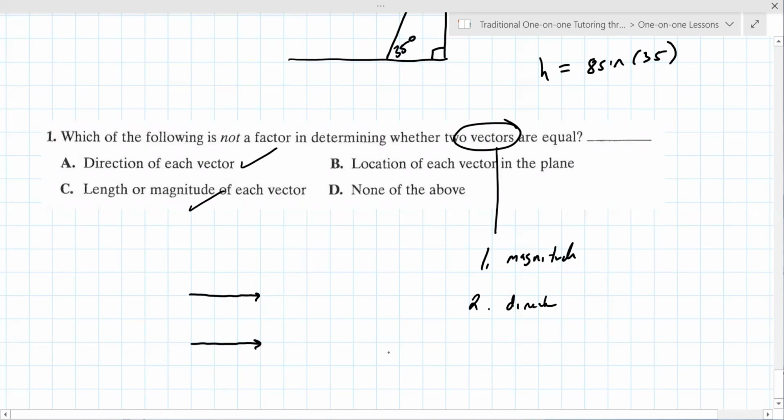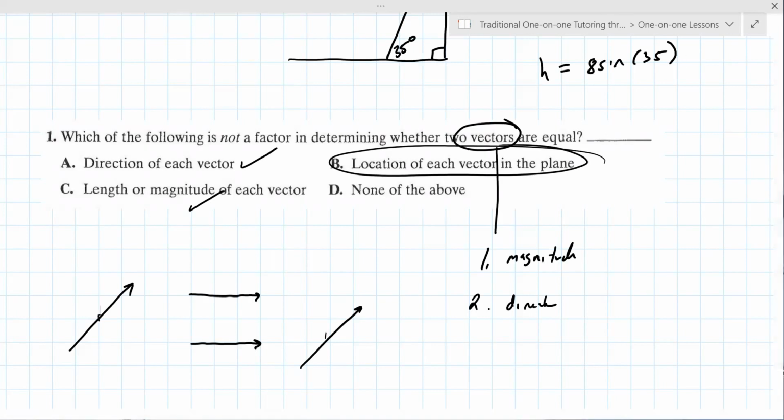If it's going in that direction, you can move it over here. You can go up, down, left, right. So where they are located does not matter. This is your answer. They're still equal even though they've been moved around, but they must have the same direction. They have to be pointing in the same direction, and their length has to be the same. Okay. Got it.